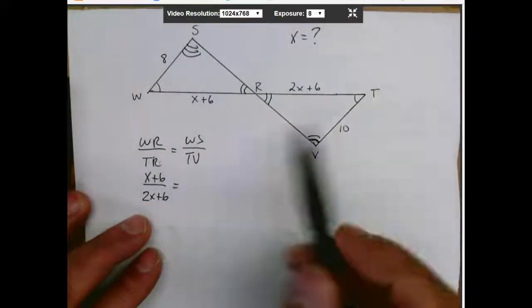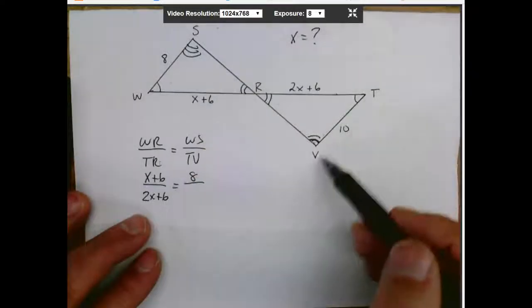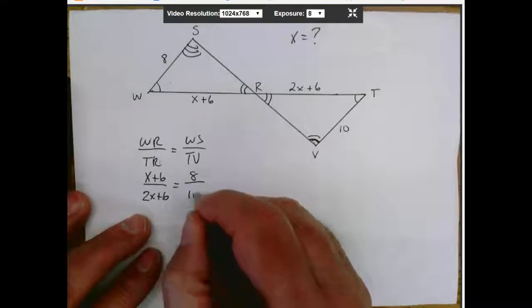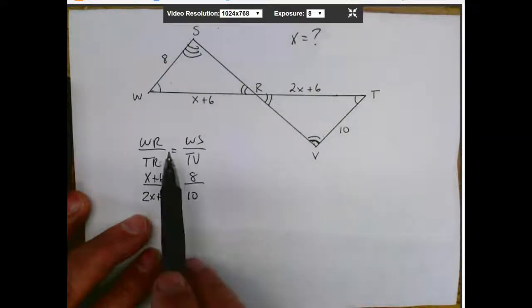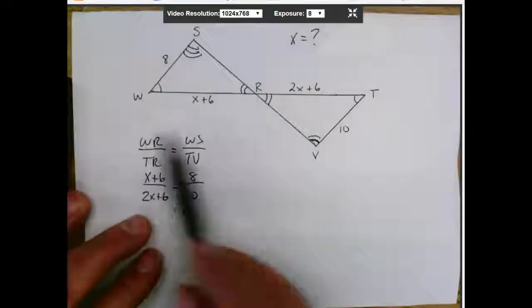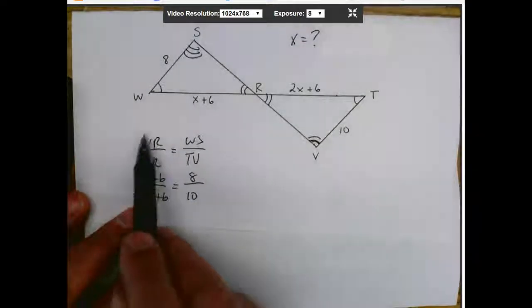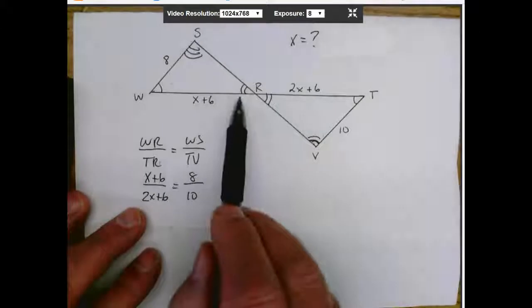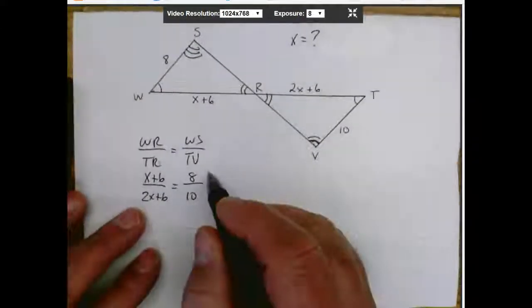That's going to be equal to WS, which is 8. And the other one, TV or VT, is going to be 10. Then we're just going to run this through. And we have to make sure, when we're doing this, with WR and WS, we don't want to mix up and get TV in here because it'll mess up your calculations. So you always want to be comparing. If you have this triangle's side on the top, the second one has to also be that triangle as well. So let's just run these through.